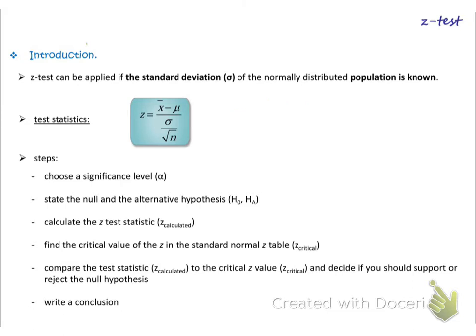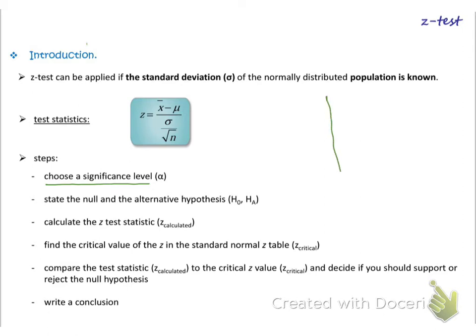So the methodology here of using the z-test, if I know the standard deviation sigma: the z-test of statistics has 6 steps. The first step is that we have to choose the significance level. The significance level is what we sometimes call the rejection level.